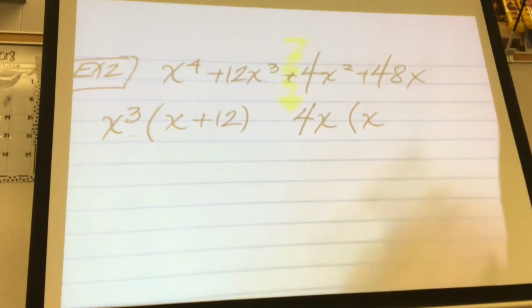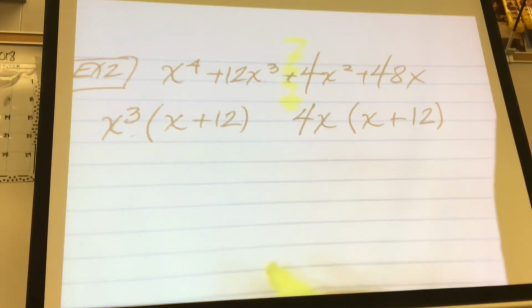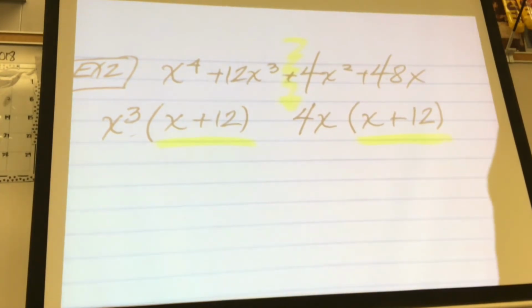Alondra, what's left over here? 4x times what gives me 48x? 12. Nicely done. Is factor by grouping working? Is lightning bolt working? How can I check if it's working? What should be the same? Yes, this right here, this binomial better be the same. If it's not, then factor by grouping is not working.